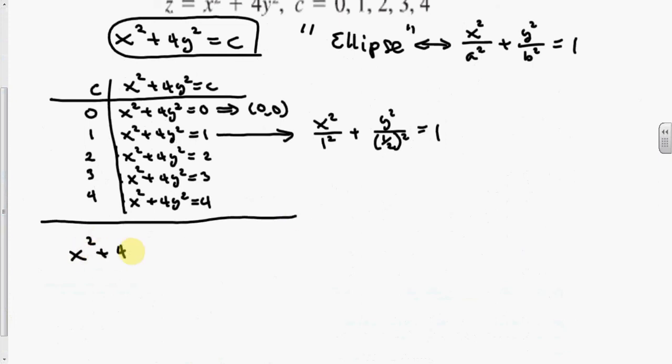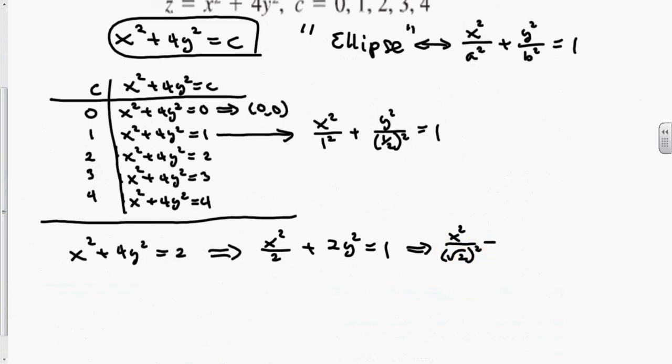X squared plus 4y squared is equal to 2. First of all, for the ellipse equation, I need to have 1 on the right side, so I have to divide everything through by 2. So I get x squared over 2 plus 2y squared is equal to 1. This implies that I have x squared over the square root of 2 squared plus y squared over 1 over the square root of 2 squared is equal to 1.